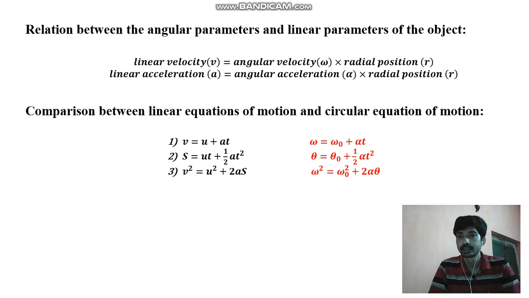Now, if you look carefully at these equations, you can see that the two types of equations, in our linear case and in our angular case, look very alike. That means they are very similar to each other. The only thing is that the linear parameters have been shifted to the angular parameters. So, using these formulas, you can calculate all the parameters or quantities that define the motion.